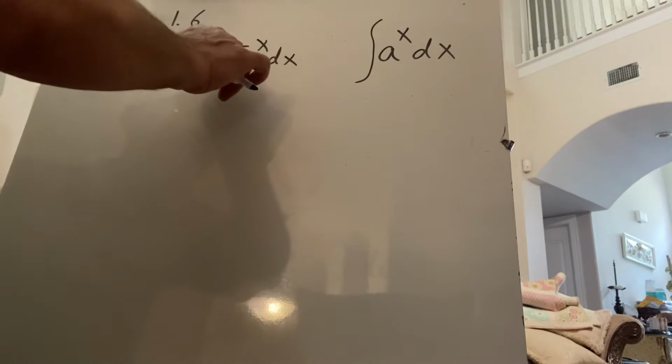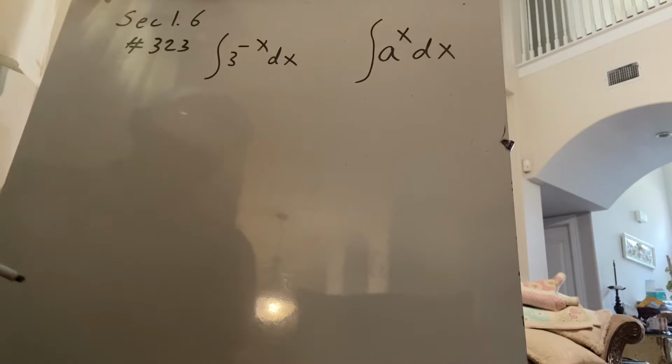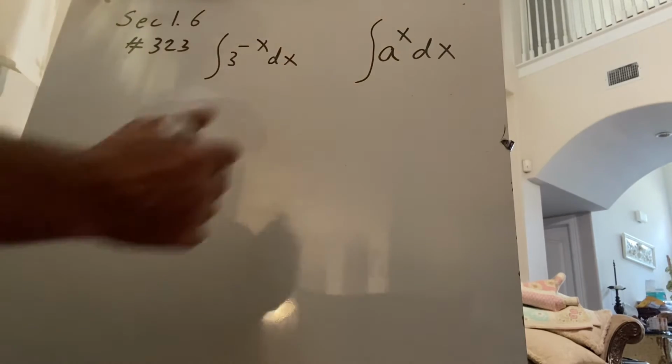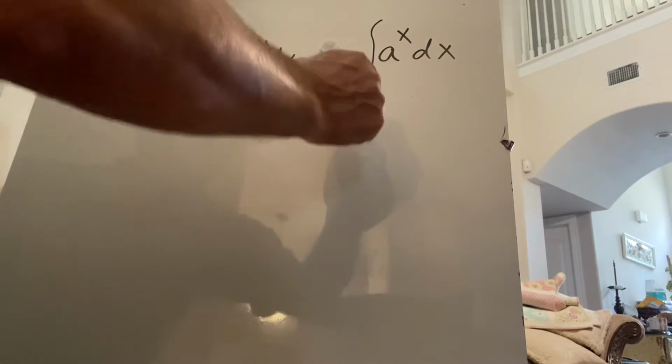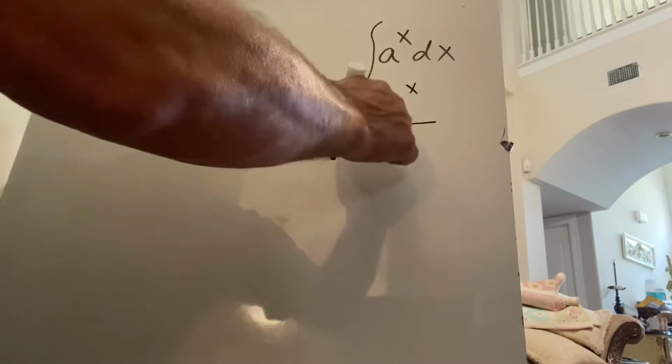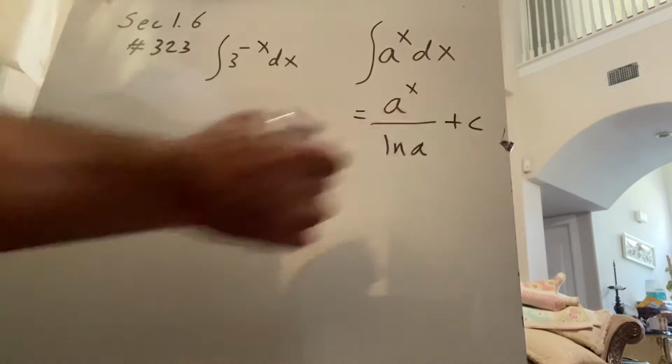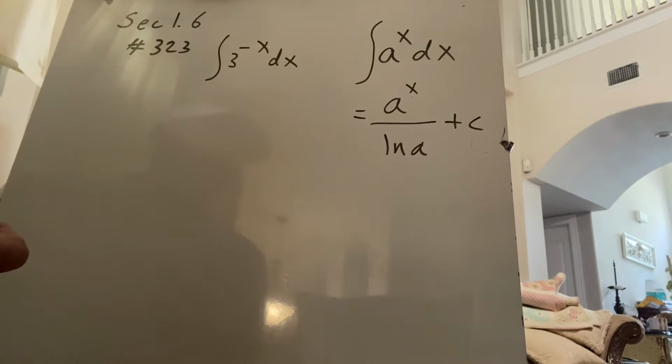I'm sure if this negative x was just x, the student probably wouldn't ask about it, because there was a rule that they gave you in this section, which I hope by now you learned. The integral of any number to the x is the same thing over the natural log of that number, plus c. So this is the rule that you were given.